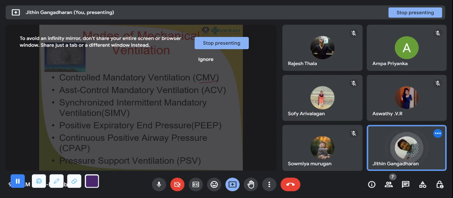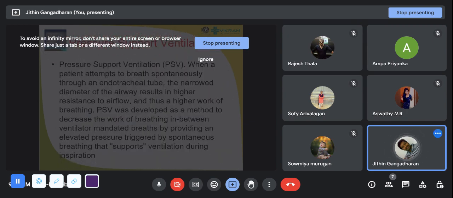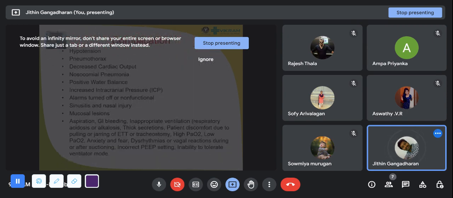Next, there is another option known as BiPAP, bi-level positive airway pressure. BiPAP covers both your nose and your mouth. It is also a non-invasive method. So the explanations are here, that is what I have said.